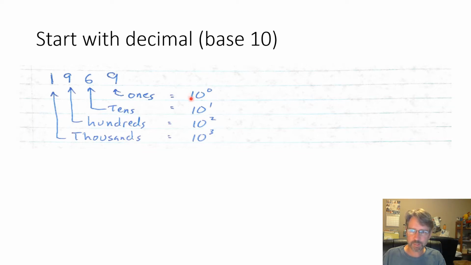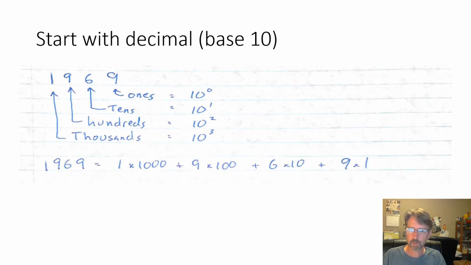And it's important to see the pattern here with powers. The ones is 10 to the 0, base 10. Tens is 10 to the 1, 10 to the 2 for hundreds, and 10 to the 3 for thousands. So we can get our number by adding up the digits in the places and multiplying by the places. So we have 1 times 1,000 plus 9 times 100 plus 6 times 10 plus 9 times 1 gives us 1,969.